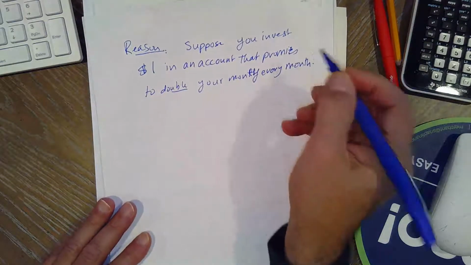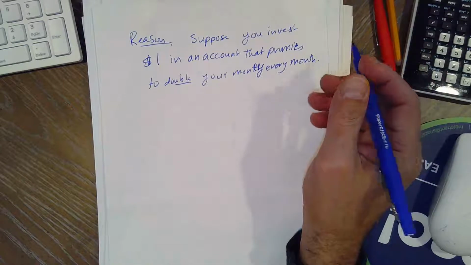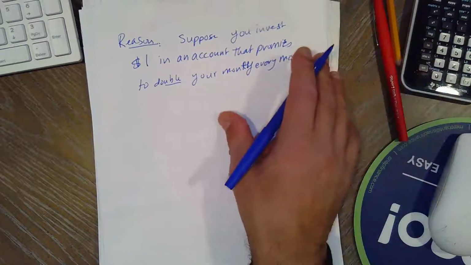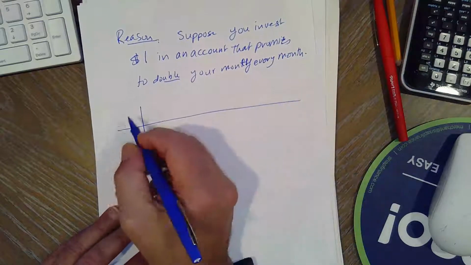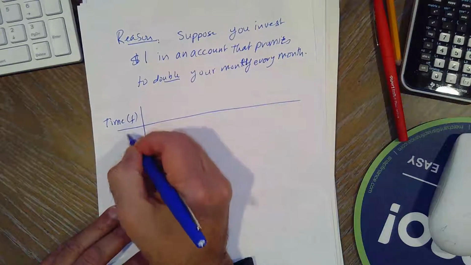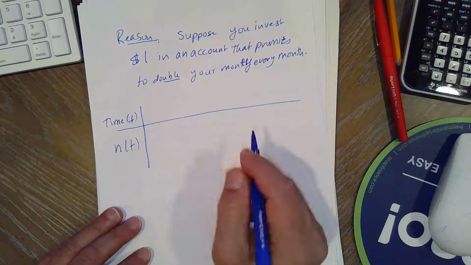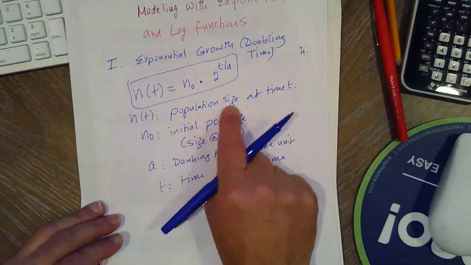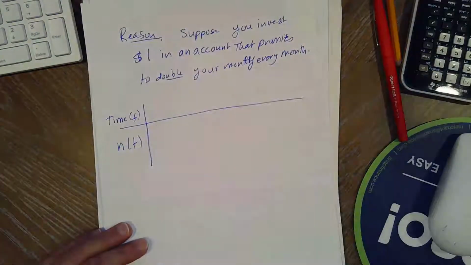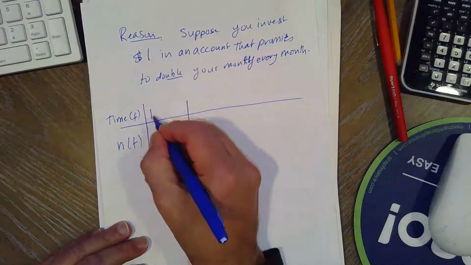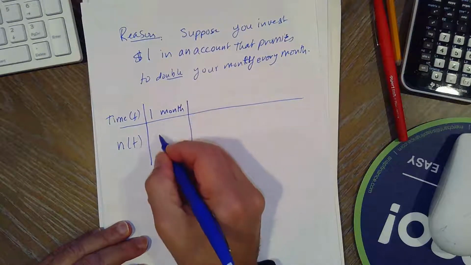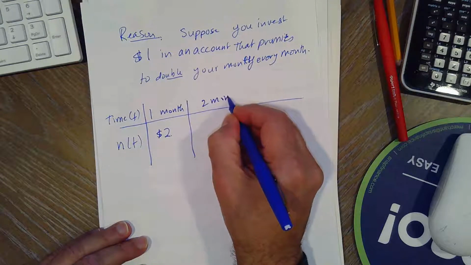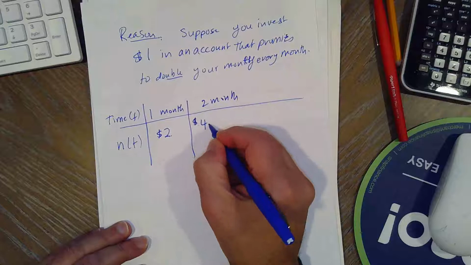So if you start with $1, a month later it's $2, 2 months later it's $4, 3 months later it's $8, and so on. So here's a chart, time, and then N of t, which is the amount. Remember, N of t, instead of population size, now it's the amount of money that you have at time t. So in 1 month, that dollar would have been $2. In 2 months, it's $4, which is 2 squared.